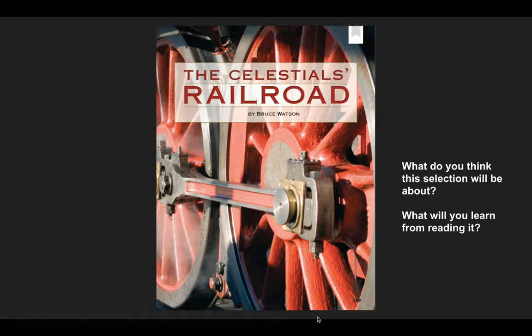Hello, students. Today we will be reading a text titled The Celestials Railroad by Bruce Watson. This selection is in your My Book on pages 268 through 274. You may want to grab your copy and follow along and annotate inside of it as I read the selection. Remember, you're going to be starting on page 268.